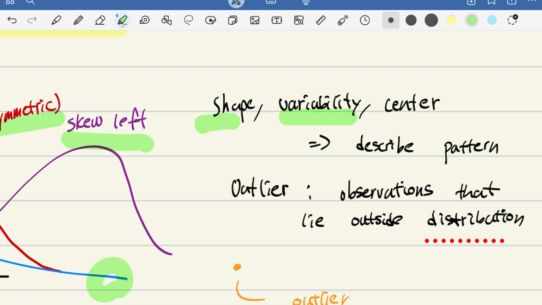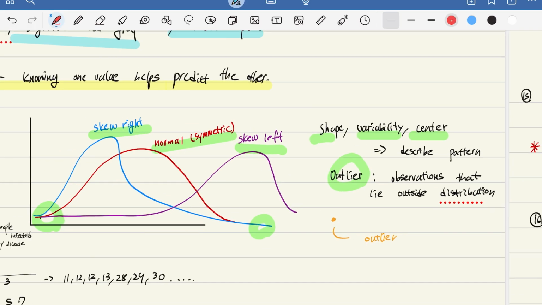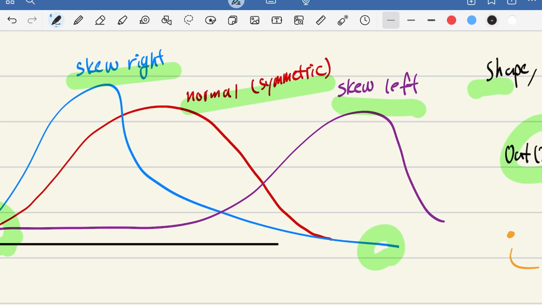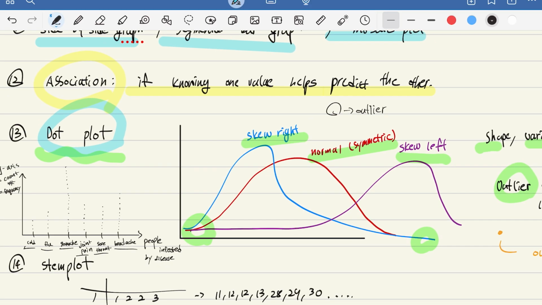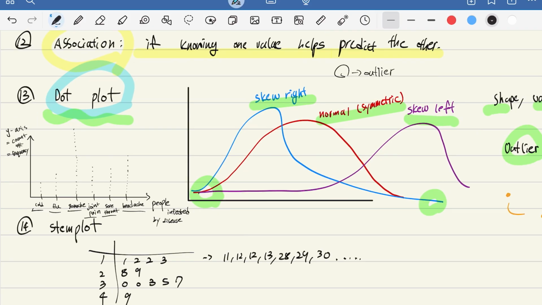And the shape, variability, center, and the characteristics of these dot plots describe their patterns. And there's also something called an outlier. As you can predict from the meaning, an outlier means observations that lie outside the distribution. So outliers are something that's located over here. This is an outlier because it does not correspond to the rest of the dot plot, but it is data that we have to count. That's the reason why we call it an outlier.